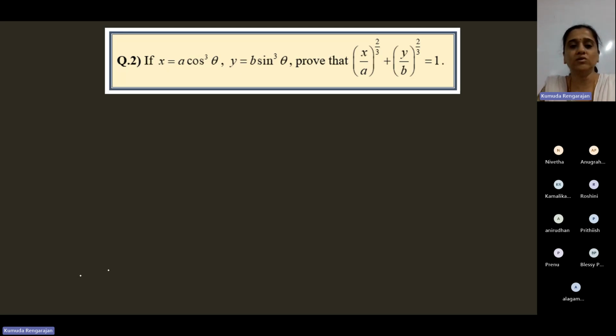If x is equal to a cos cube theta and y is b sine cube theta, prove that (x by a) to the power 2 by 3 plus (y by b) to the power 2 by 3 is 1.